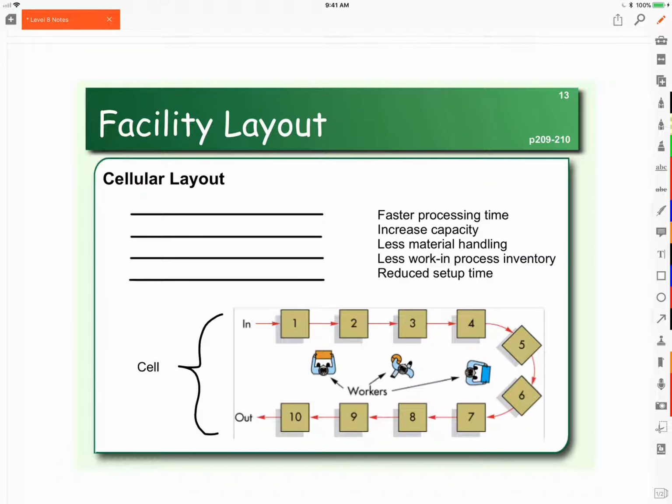So we've looked at the product layout and the process layout. So let's look at the other types of layouts beyond those. So the third type of layout is what is called a cellular layout.